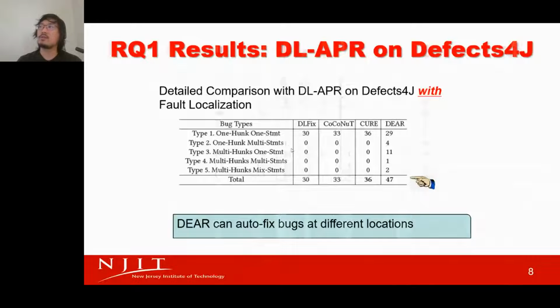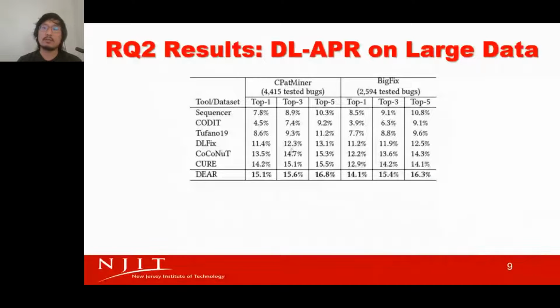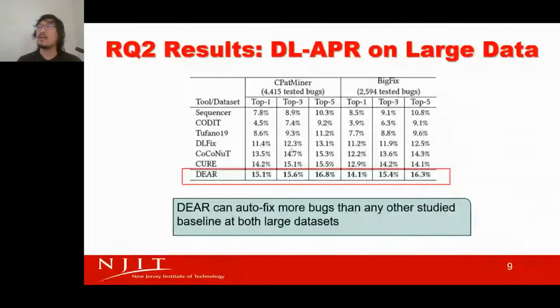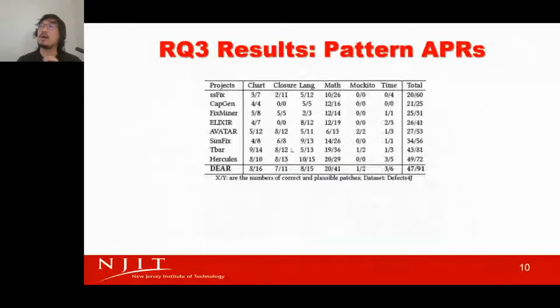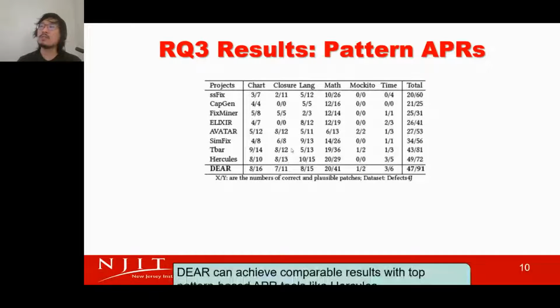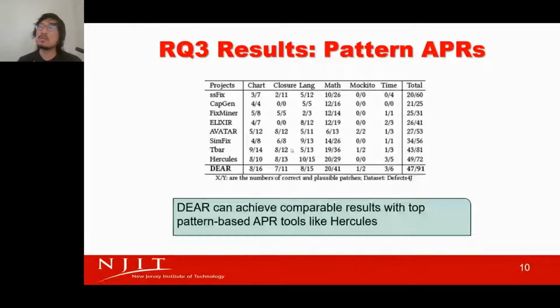Then here is RQ2. We compared DEER with the DL-based approaches on the large data set. If you see the rectangle here, it shows that DEER can auto-fix more bugs than any other baselines on both large data sets. Then in the last RQ, we compared it with the pattern-based tools, and we can achieve comparable results with the top pattern-based APR tools like Hercules. We generated more plausible patches than Hercules.